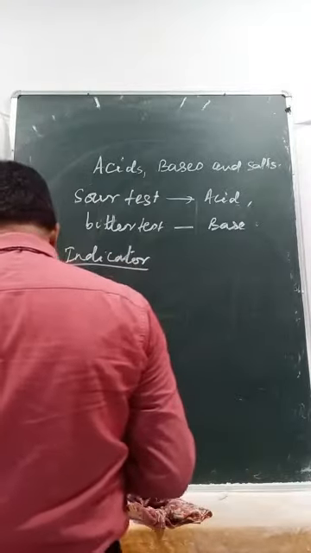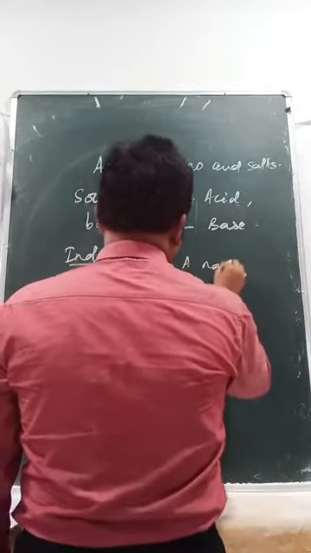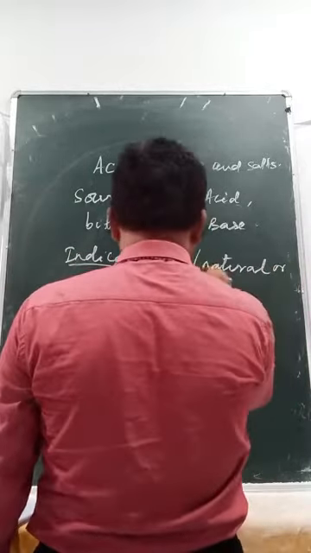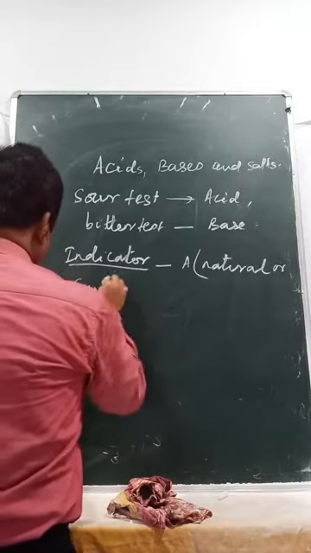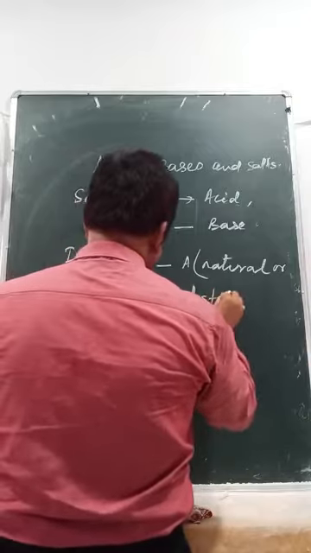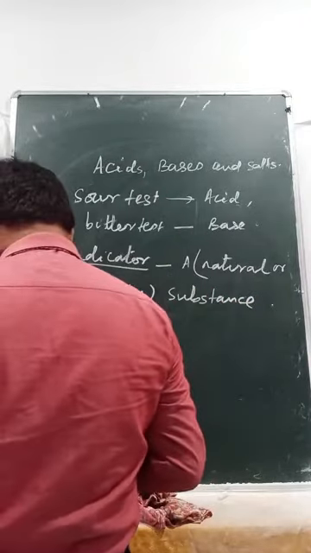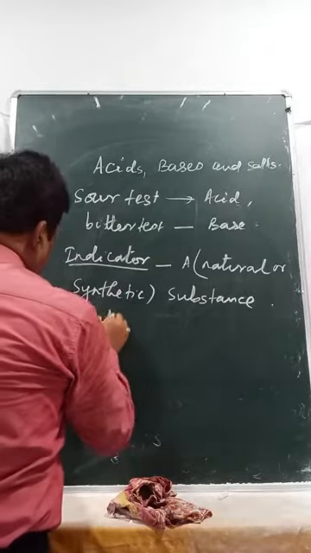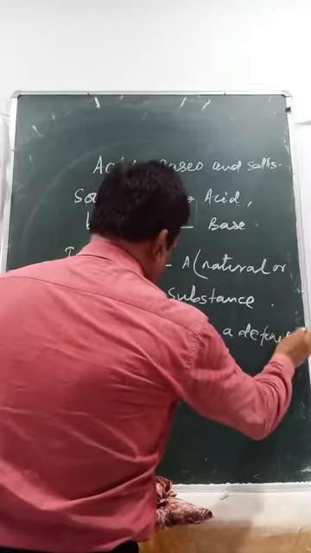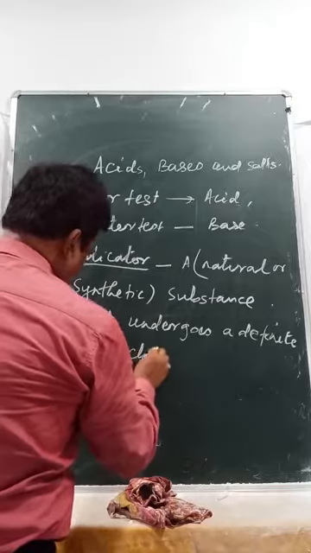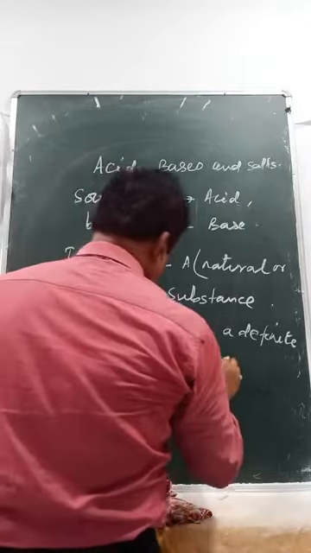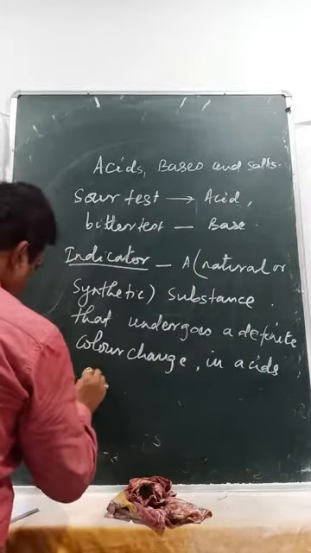Indicator is what? Indicator could be a natural or synthetic substance that undergoes a definite color change in acids and bases.